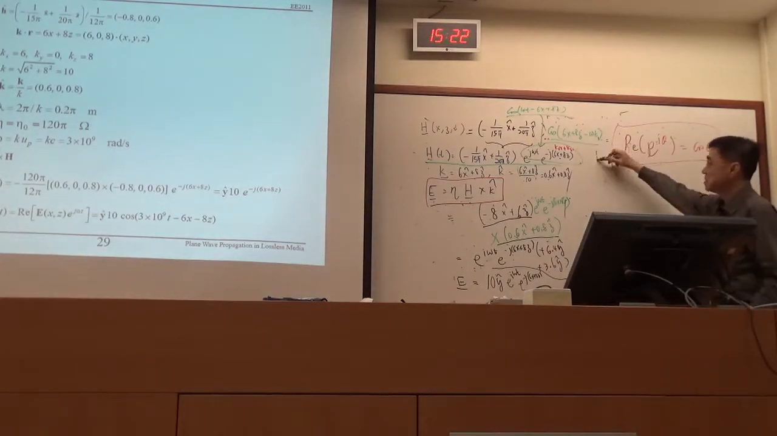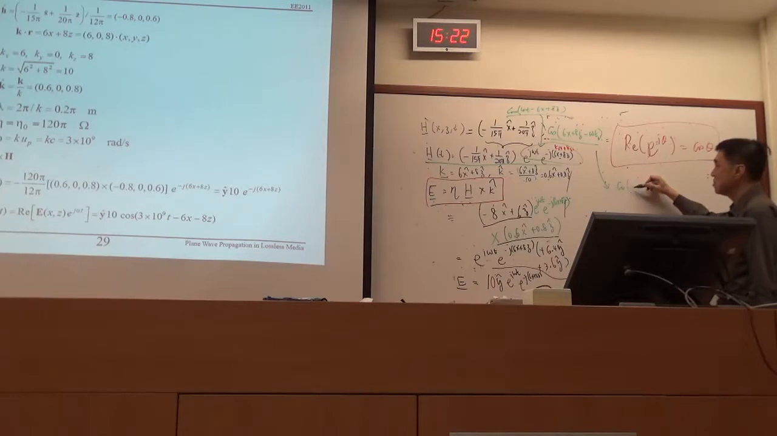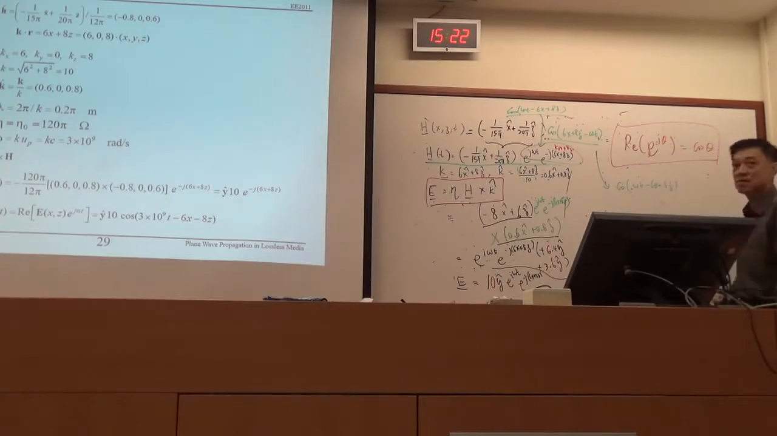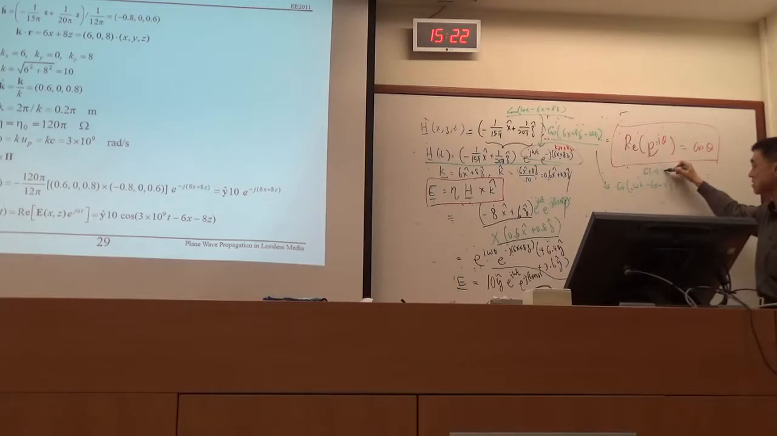Well, this one, I just turn it to omega t minus 6x plus 8z, minus 8z. Can or not? Can, right? Because cosine of minus theta equals cosine theta. So you put it back. Okay, remember when you convert, it must be in this form.